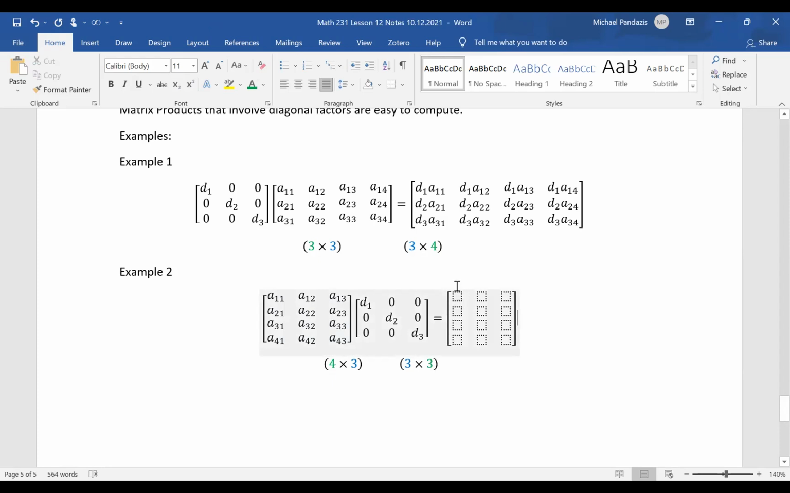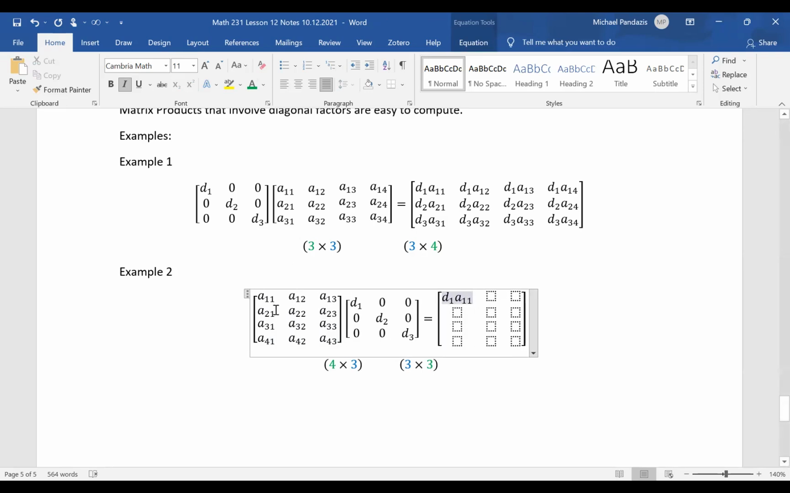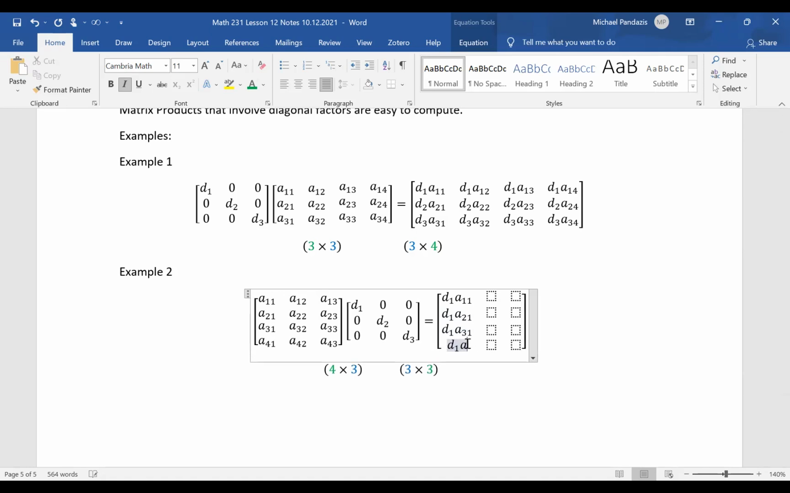And so now try multiplying. If you multiply the first row here by the first column here, what you see is that this entry is going to be D1, A11. But now multiply the second row by the first column. So then that's this entry, and you get D1, A21. And multiply the third row by the first column, and you get D1, A31. I just switched, instead of saying A31, D1, I wrote D1, A31. And then this would be D1, A41. And so what happens is the resulting matrix, you're multiplying the original one, the first column, by D1.